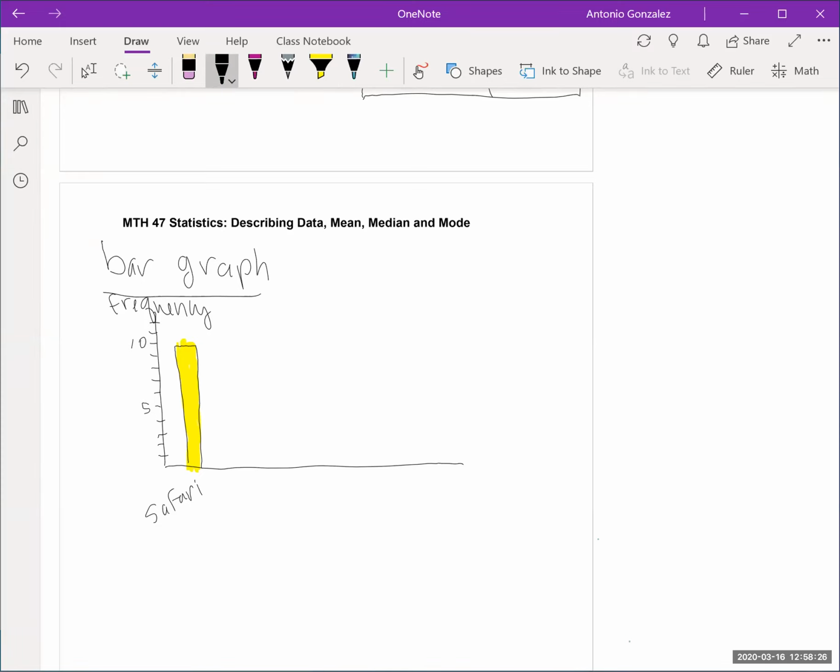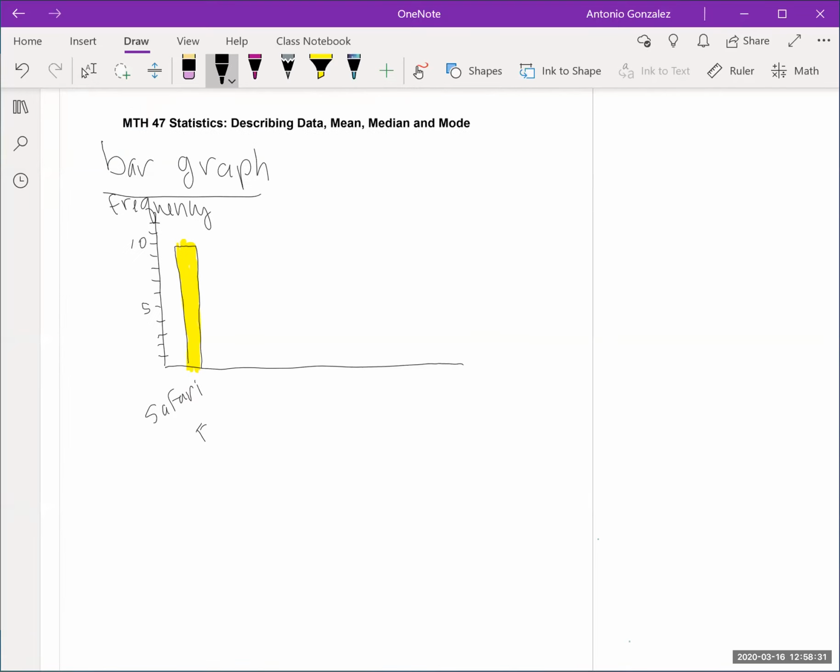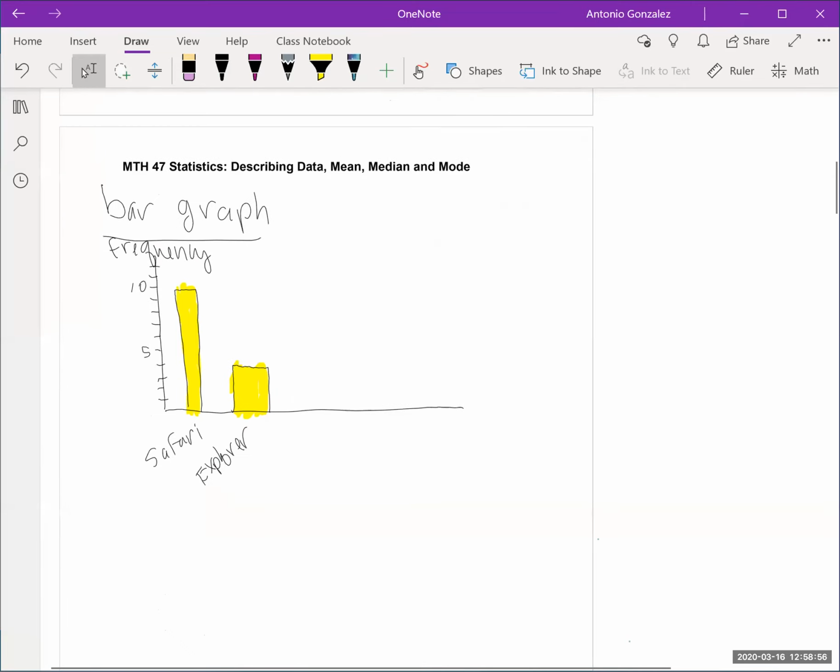Okay, and then we would say, all right, what's our next piece of data? We have Explorer. Right, and then that one goes up to 4. So it looks something like this. And let's just fill it in. All right. And then our next piece of data is Chrome. And that one goes up to 12.